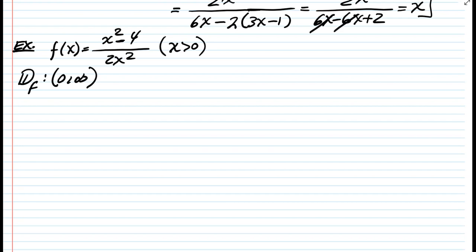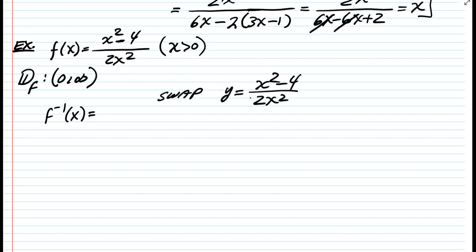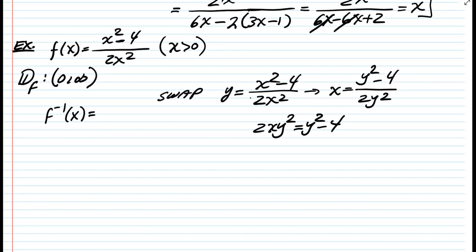Now let's find the inverse, f inverse of x. That's when we switch x and y, right? So we have to do our swap step. Therefore, y equals the original over 2x squared. This turns into x equals y squared minus 4 divided by 2y squared. Cross multiply and we get 2xy squared is equal to y squared minus 4.